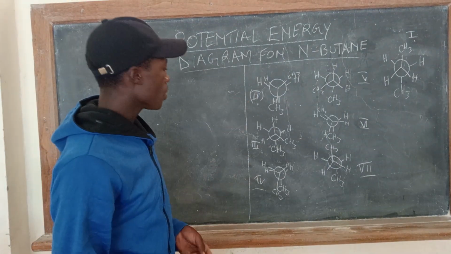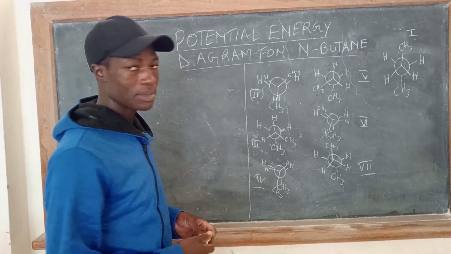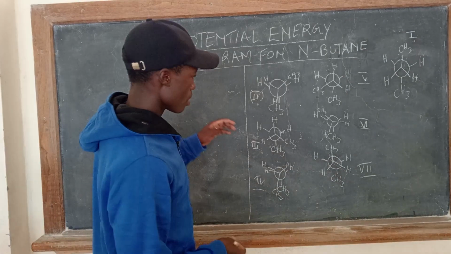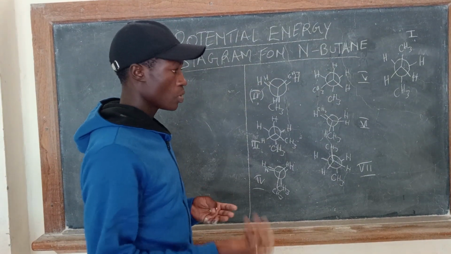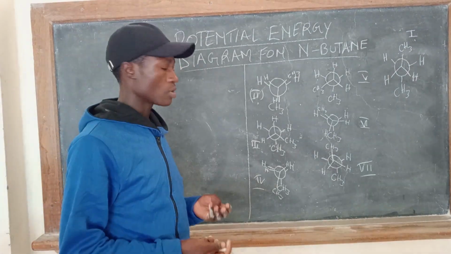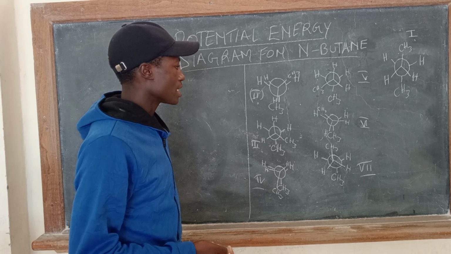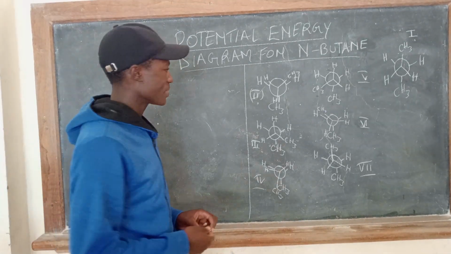So let us see. You know how the conformations look like, staggered, eclipse. We are going to group them based on which one is staggered and which one is eclipse. The staggered are stable as compared to eclipse, but eclipse have higher energy as compared to the staggered.